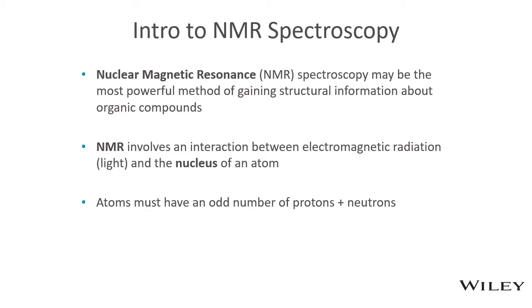Now, NMR itself involves the interaction between electromagnetic radiation, or light energy, as well as the nucleus of an atom. So we're going to focus a lot on individual atoms that make up an organic molecule. Now, in order to be analyzed by NMR, the atoms must contain an odd number of protons and neutrons, or essentially an odd mass number.